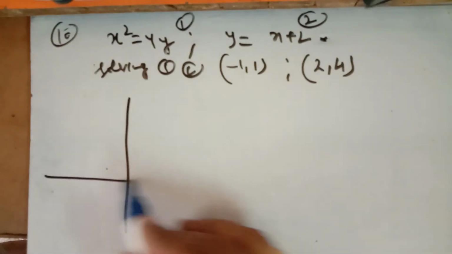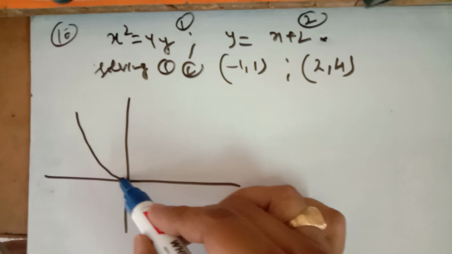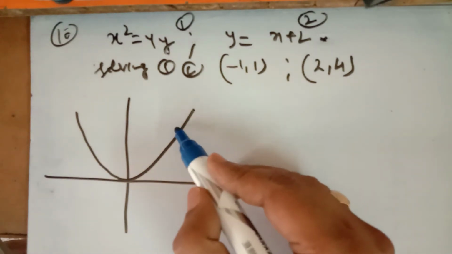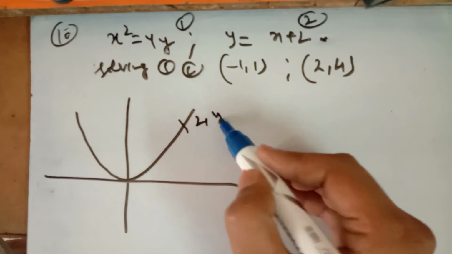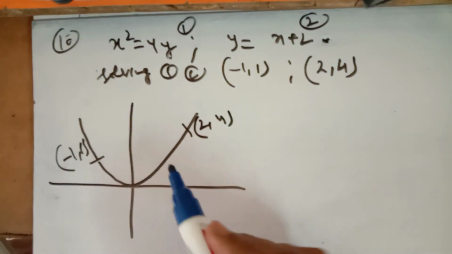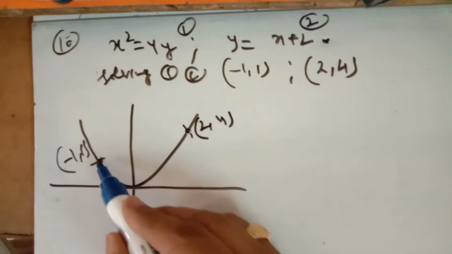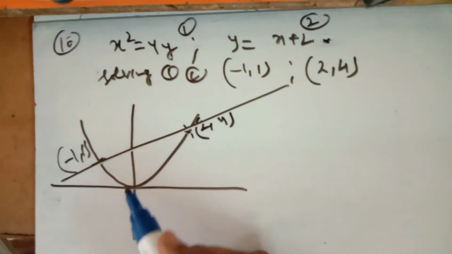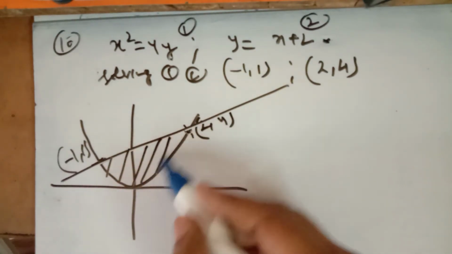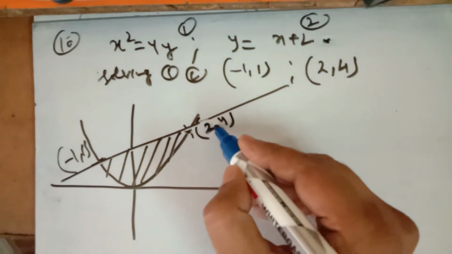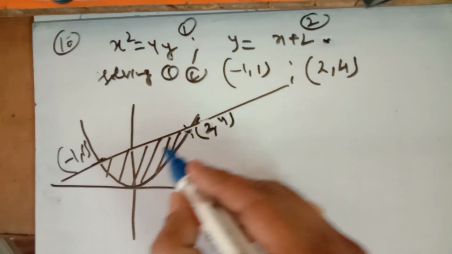It is a vertical parabola passing through the origin, and their point of intersection is 2, 4 in the first quadrant and minus 1, 1 in the second quadrant. When you join these 2 points, you will get the straight line, and you have to find this area. We have done this type of question third or fourth time. So this is the point 2, 0. So this shaded area you have to find.